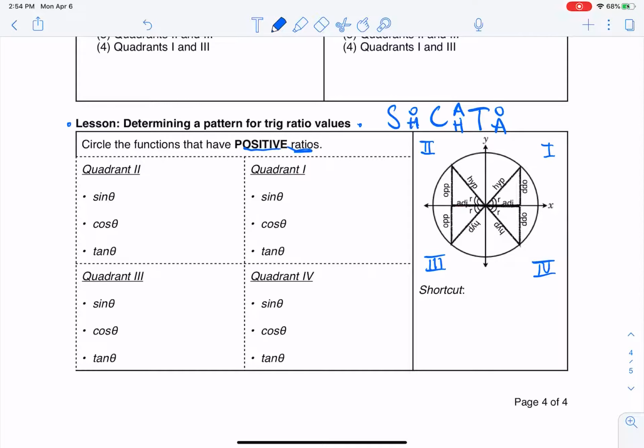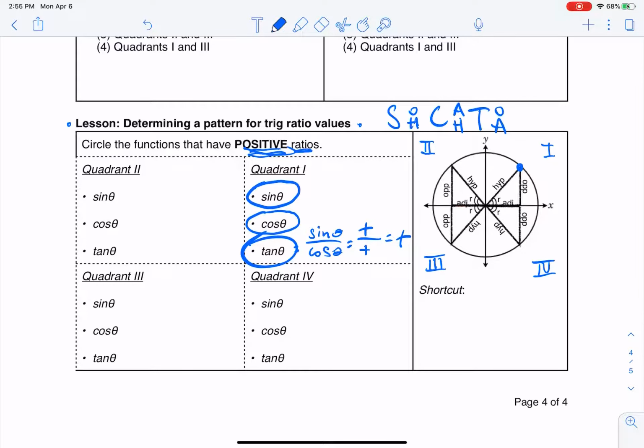So if I'm in quadrant 1, and we're thinking about which are going to give me a positive ratio, well, in quadrant 1, sine is positive because the y value is positive. Cosine is positive because x is positive. And tangent, which is really just sine over cosine, is going to be a positive number over a positive number. So tangent too will be positive.